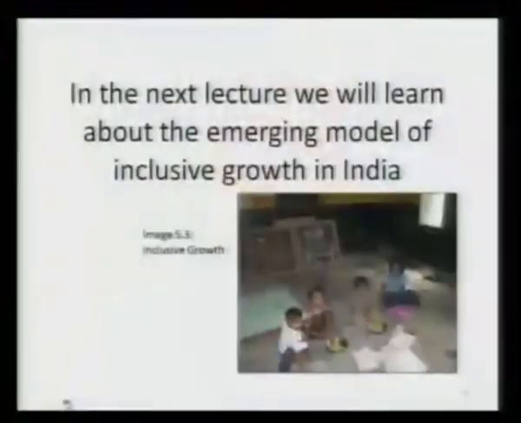In the next lecture, we will learn about the emerging model of inclusive growth in India. So, this lecture shows that we are in a complex situation, and how the state is trying to create a more egalitarian society, taking into consideration the interests of all sections of society.